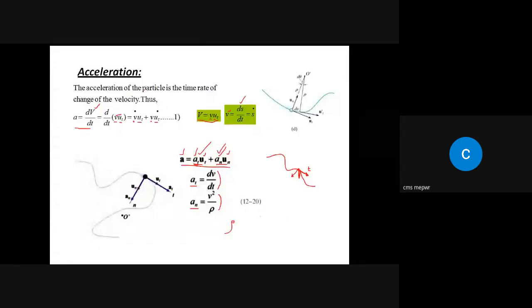The radius of curvature. For example, the particle is following this curve, this curvilinear path, and if you want to find the position of the particle at this instant, you need to find this radius. So this radius is rho, right? If the particle is at this location, then at this location this might be the rho, right?